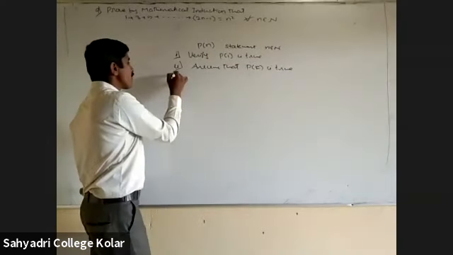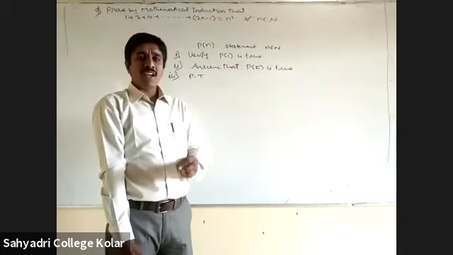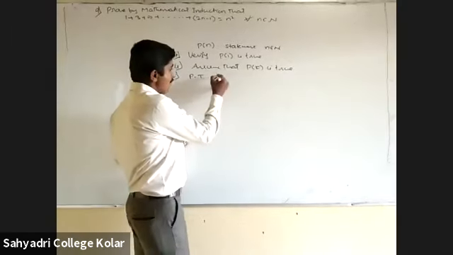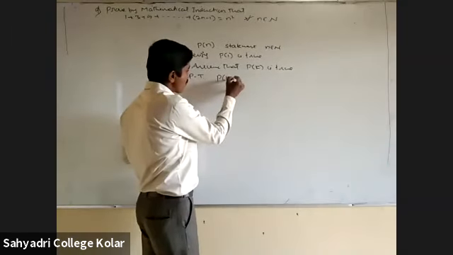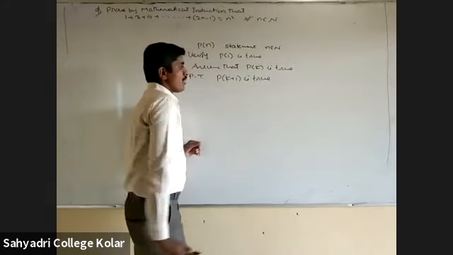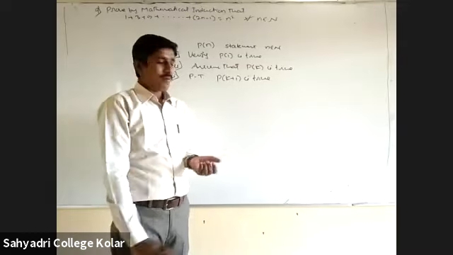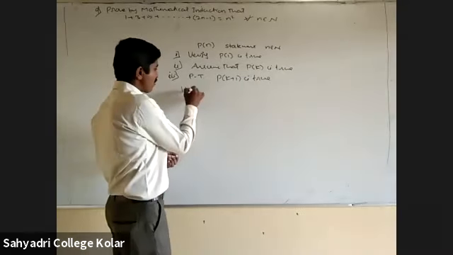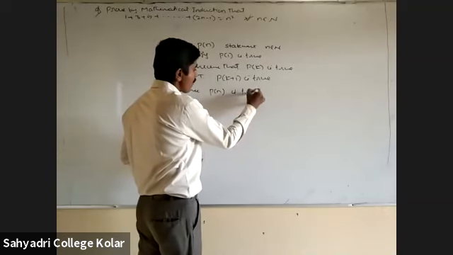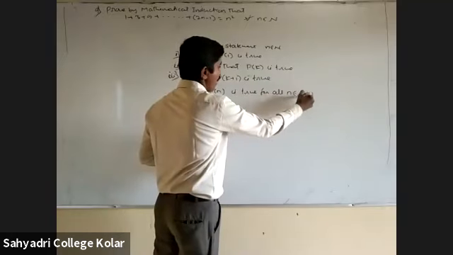Third one, we have to prove that the given statement is true for n is equal to k plus 1. That means we have to prove that P of k plus 1 is true. Then we say that the given statement is true for all natural numbers. P of n means the statement is true for all n belongs to N.